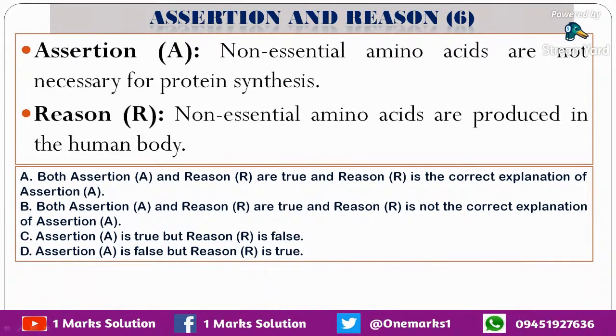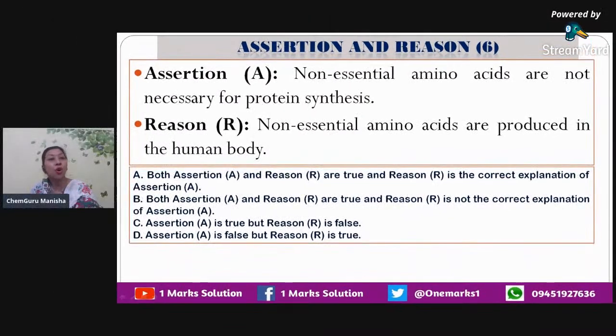Sixth statement that we have is non-essential amino acids are not necessary for protein synthesis. Now, this statement is not correct because essential ho ya non-essential ho, they are required for your body. It's just that one is prepared by the body, one is synthesized in the body, and another is not. Reason is non-essential amino acids are produced in the human body.